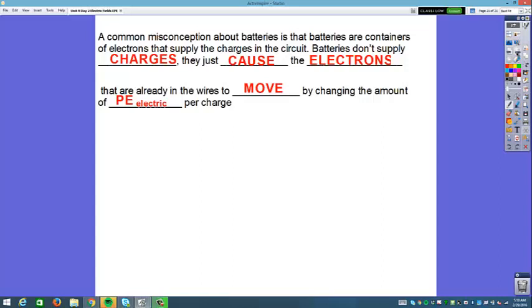Okay, so that's a big thing about what a battery is. A battery dies when it runs out of energy, not when it runs out of electrons.